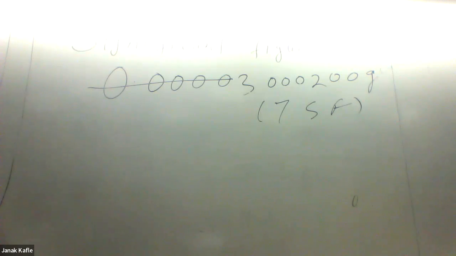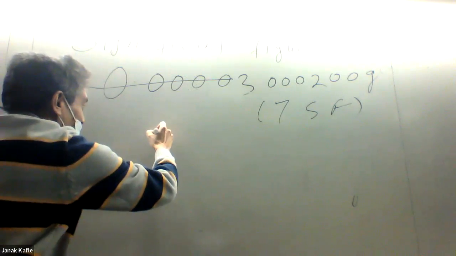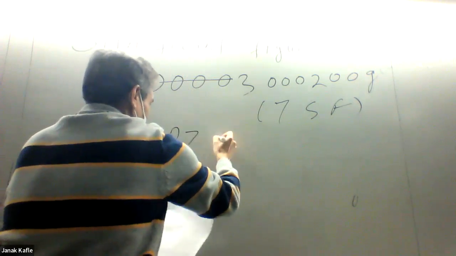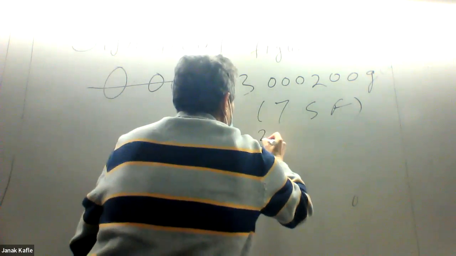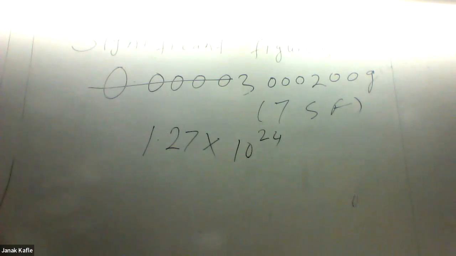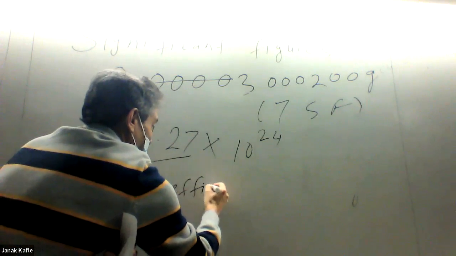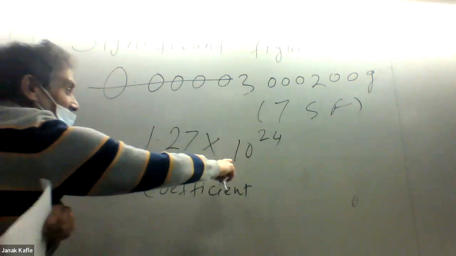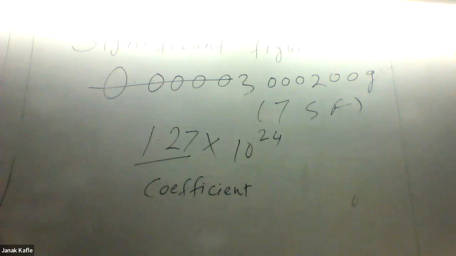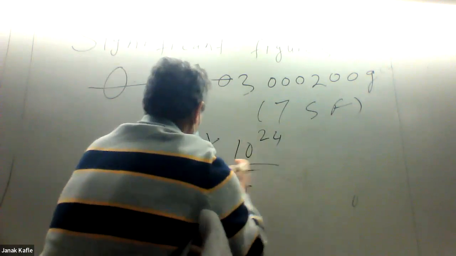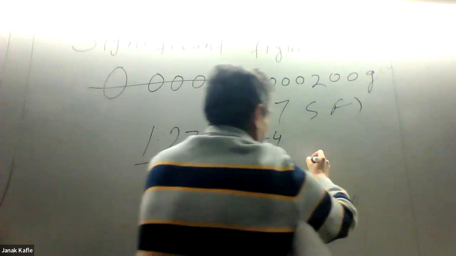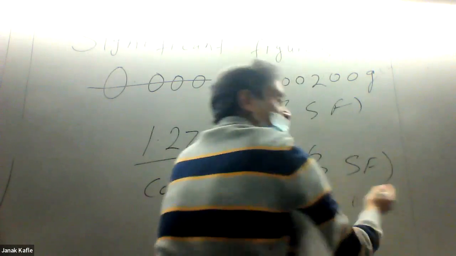Make sense? So now let's look at another kind of number. I have a scientific notation. I have another number here, which is 1.27 multiplied by 10 to the power 24. So it's basically 1.27 multiplied by 10 to the power 24, that is, 24 zeros behind 1. This is called the coefficient, C-O-E-F-F-I-C-I-E-N-T. Only the coefficient counts toward the significant figures. So this is not significant. So I have only 1, 2, 3 significant figures. So this number has 3 significant figures. Have you got that?